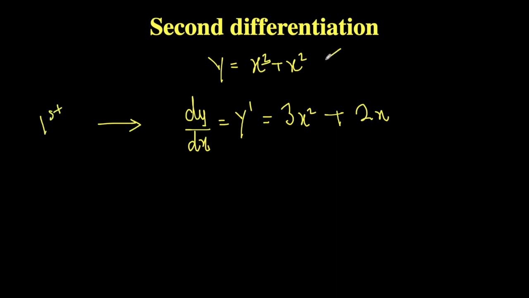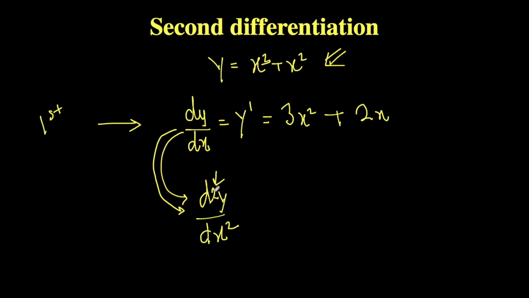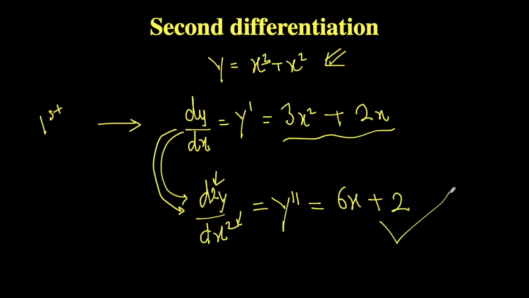Now if you want to find the second differentiation of this one, you have to differentiate this one more time. If you differentiate this one more time, you will get d square y over dx square. Here the square power is on the d and here the square power is on the x, so you have to remember that. This can be written as y double dash, and if you differentiate this one more time, you will get 6x plus 2. So that is your second differentiation.